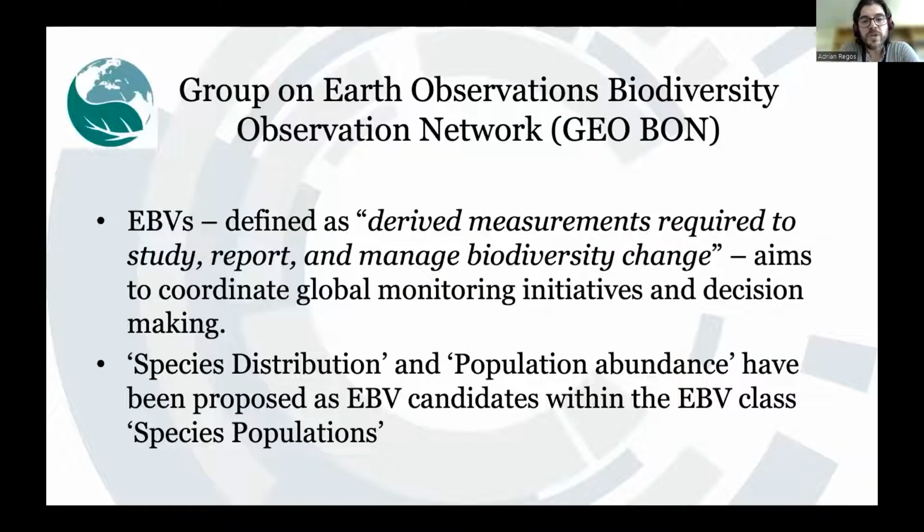So in this context, the GEO BON has introduced the concept of EBVs, essential biodiversity variables, to coordinate global monitoring initiatives and decision making. And species distribution and population abundance have been proposed as EBV candidates because they are easy to measure and intuitive indicators for biodiversity.